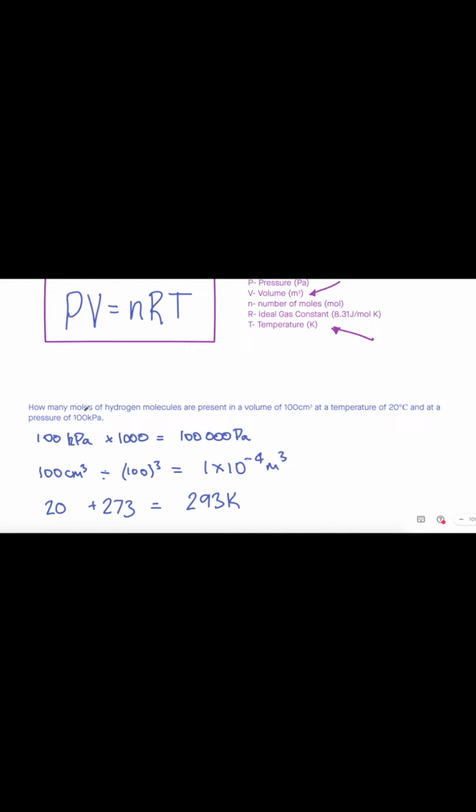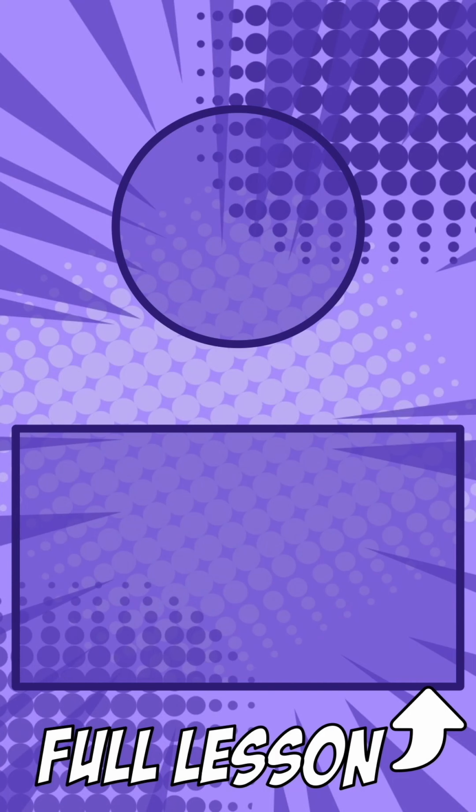Now you have all of these values, you can put it into the equation by rearranging it. n is equal to PV over RT, and subbing all of these values in gives you an answer of 0.00411 moles. This was obviously a very quick summary.